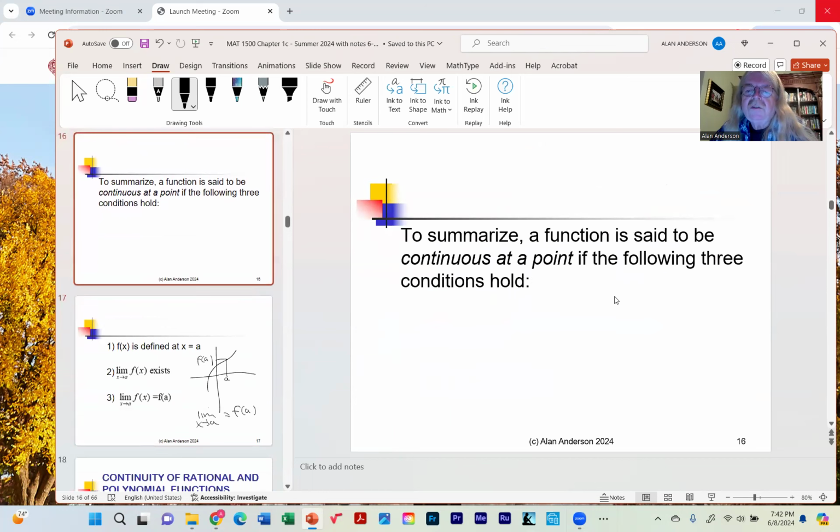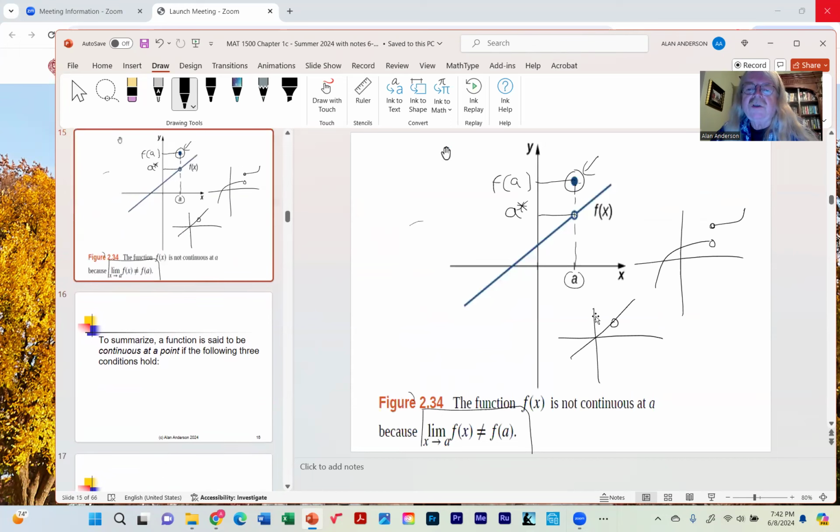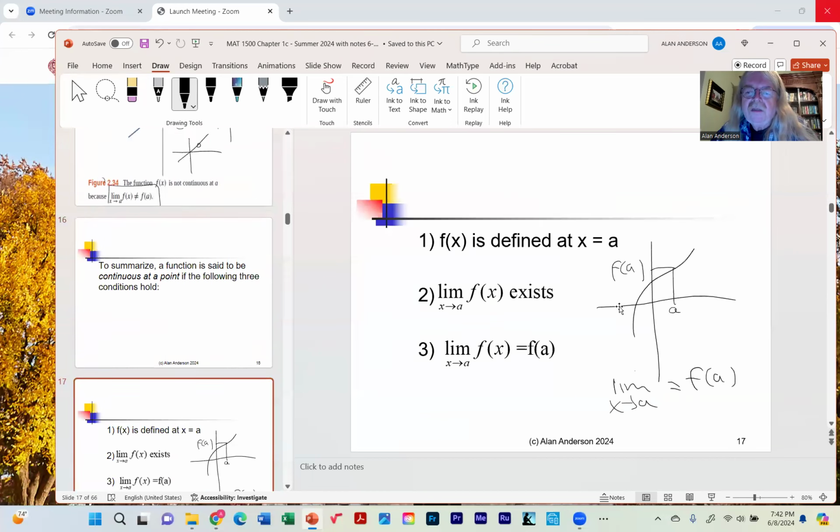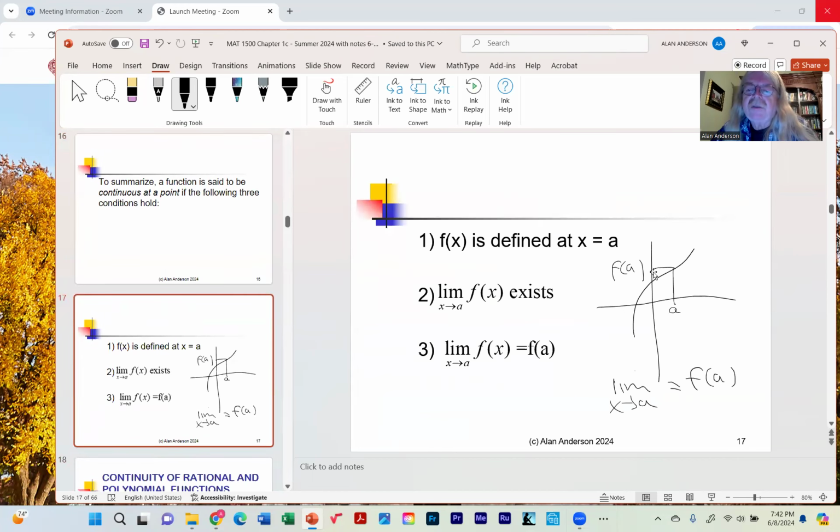All right, so just to summarize, a function is continuous at a point only if the following three conditions hold. Number one, f of x has to be defined at x equals a. The limit has to exist, and the limit has to equal f of a. Okay, so if all three of these conditions are met, we have a continuous function.